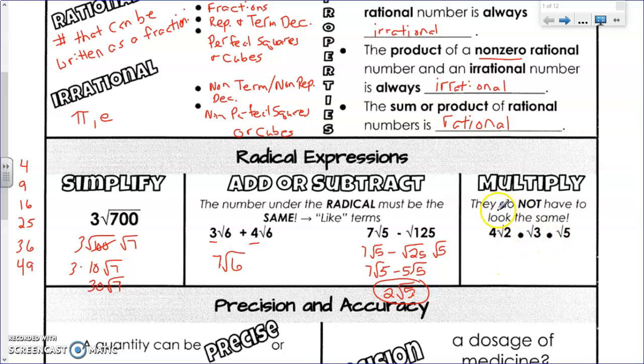Okay, when you multiply, they do not have to have the same base. Adding or subtracting, they have to have the same. Multiply, do not. So here, I can multiply 4 times 1 times 1 and give me 4 on the outside. 2 times 3 is 6, times 5 is 30. Now I'd want to check 4, 9, 16, all of those won't go, so that would be my simplified answer.